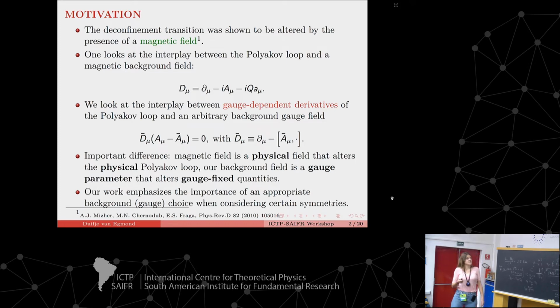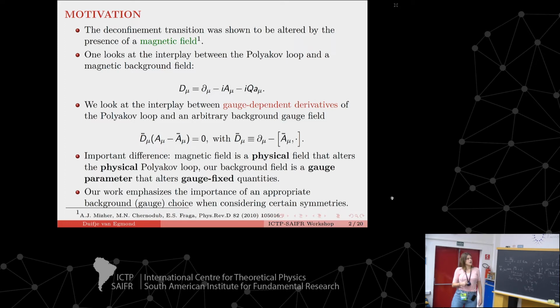A short motivation. The deconfinement transition was shown, among others, by Anna Julia and other speakers today, to be altered by the presence of a magnetic field. And in this work, they look at the interplay between the Polyakov loop, which is a measurement for confinement, and a magnetic background field, which is introduced in the covariant derivative in the fundamental representation.